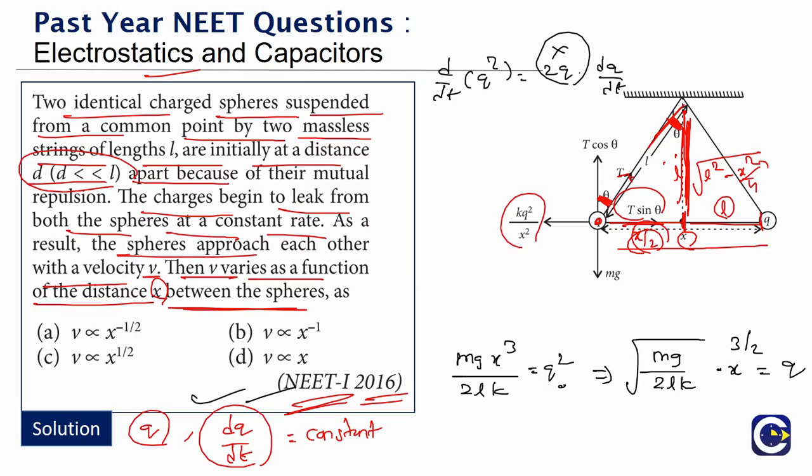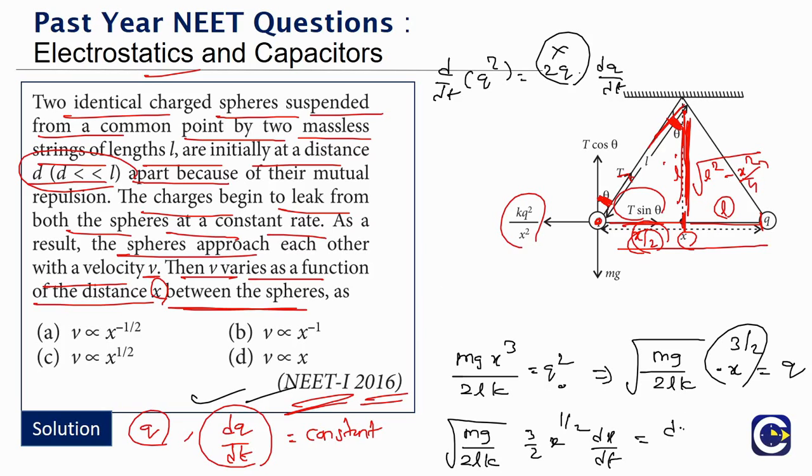So q is root of mg by 2Lk into x power 3 by 2. Now we will take a derivative. If I take a derivative, root mg by 2Lk is anyway constant. Derivative of x power 3 by 2 will be 3 by 2 into x power half into dx by dt. It's like taking a derivative of x power n, which is n into x power n minus 1 into dx by dt.